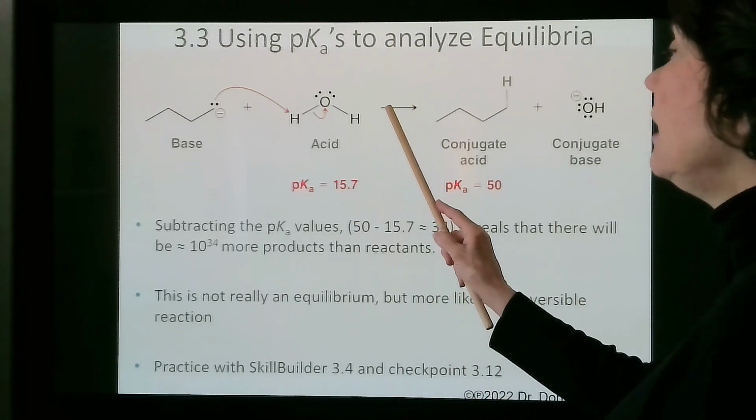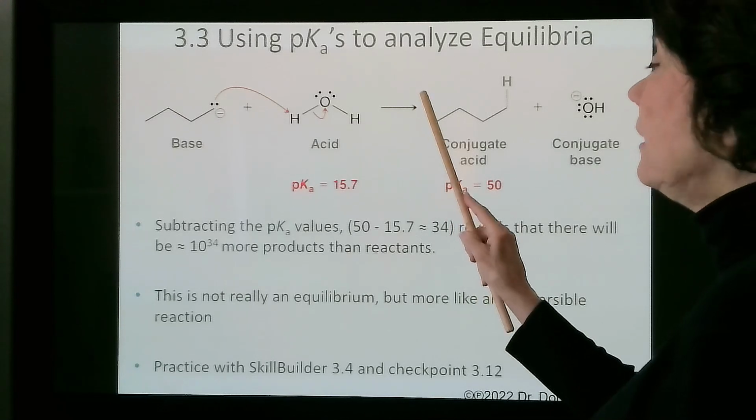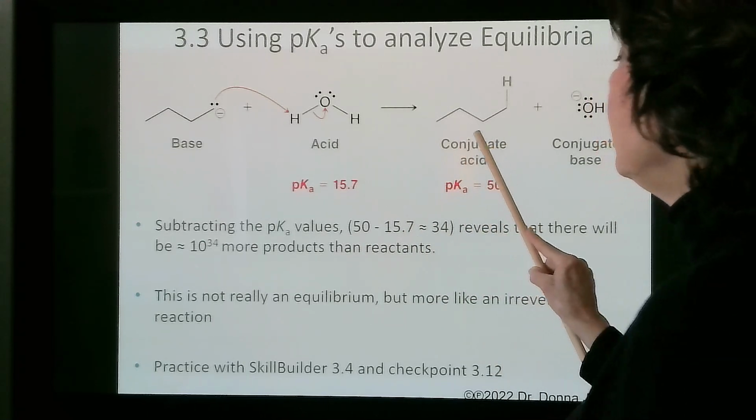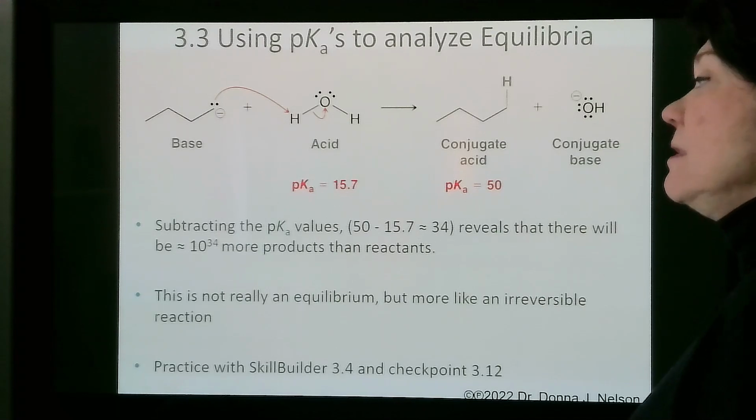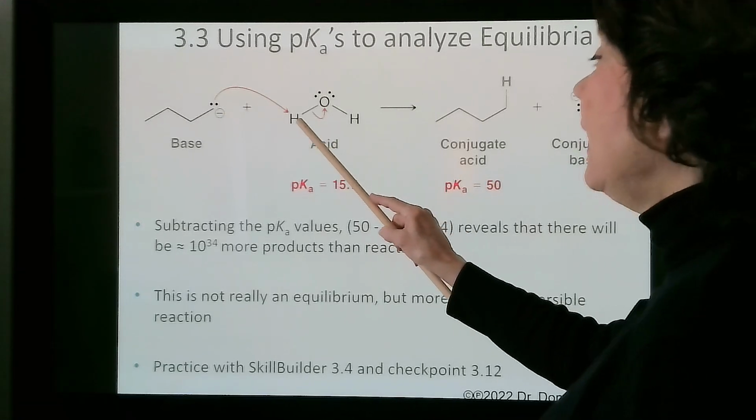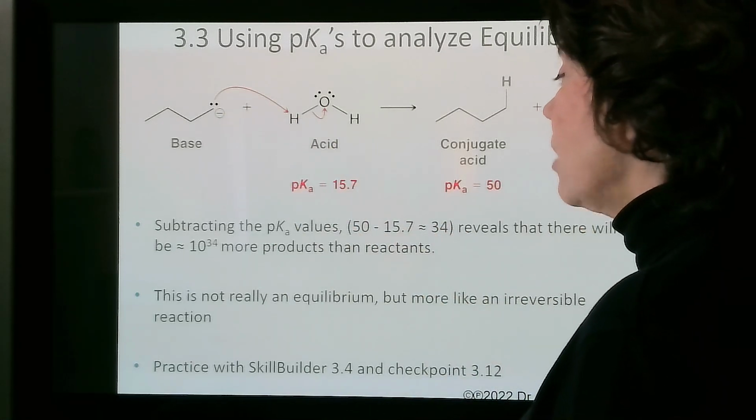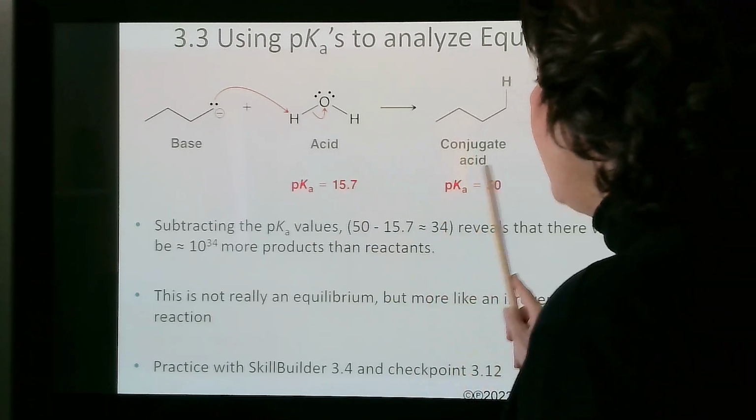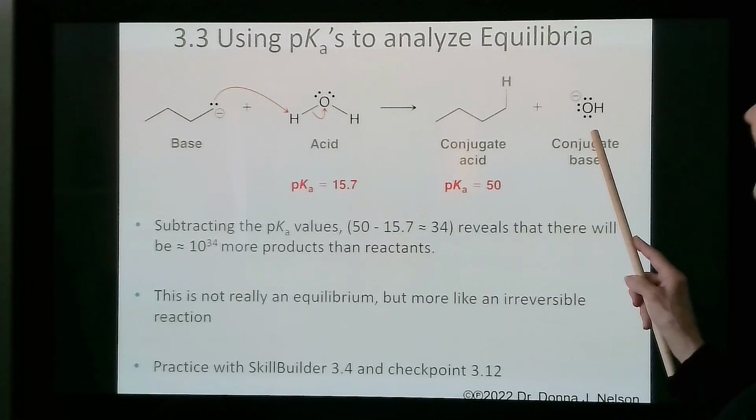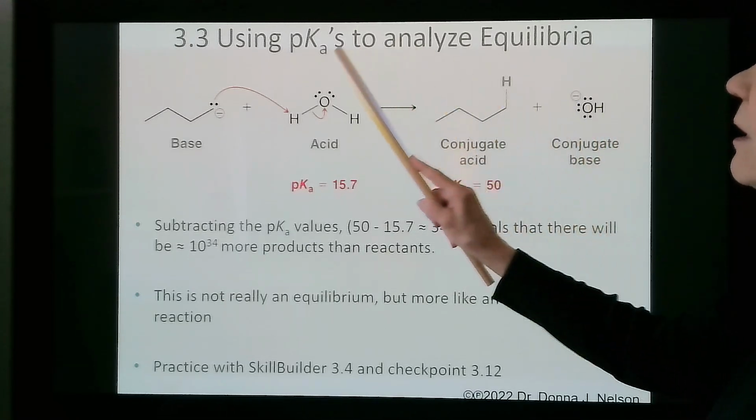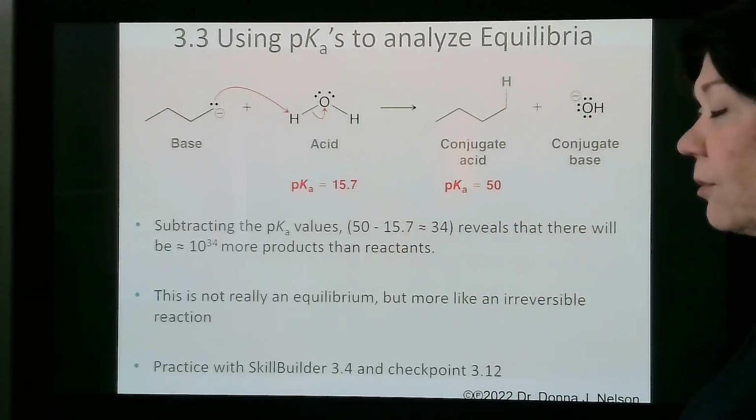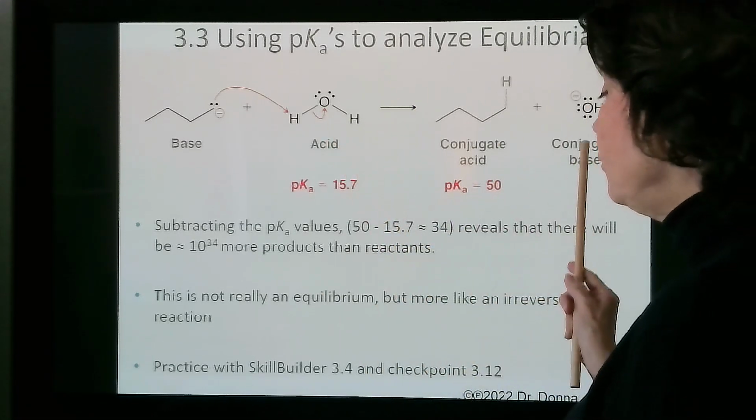So note here, this is not even drawn as an equilibrium. This is drawn as a reaction that proceeds to completion. That's because of the great difference between the pKa's. This molecule, butane, will have almost no tendency to give up a proton, whereas water can give up a proton. It can be deprotonated, yielding hydroxide. Subtracting these pKa values gives you about 34. So there will be 10 to the 34th power more products than reactants. So this is more like just a reaction that is irreversible. You could say that it's an equilibrium that proceeds to completion.